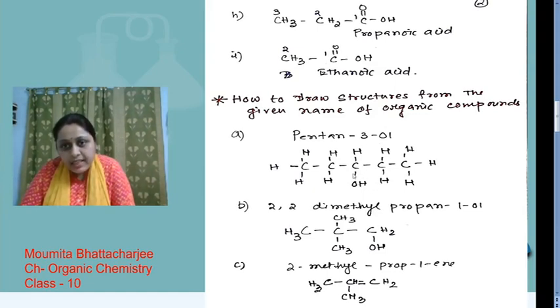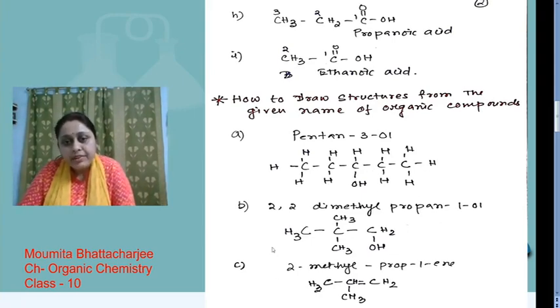The position is 3. That's why at the third carbon we have given this OH. At last we have to give all the hydrogen atoms to satisfy the 4 bonds of the carbon atoms. So for this carbon 1, 2, 3, 4. For this carbon, it already has 1, 2 bonds, so we have to give 2 more hydrogens to satisfy the valency of 4. Same for the rest.